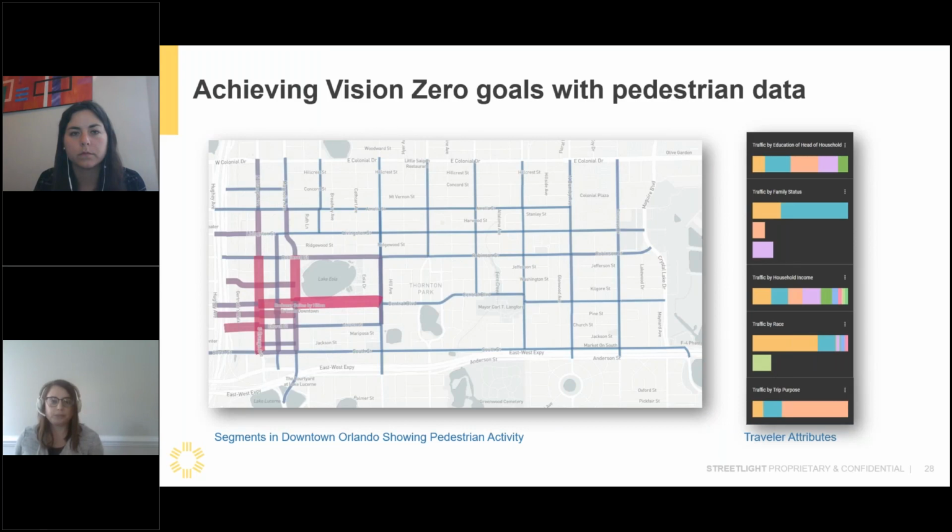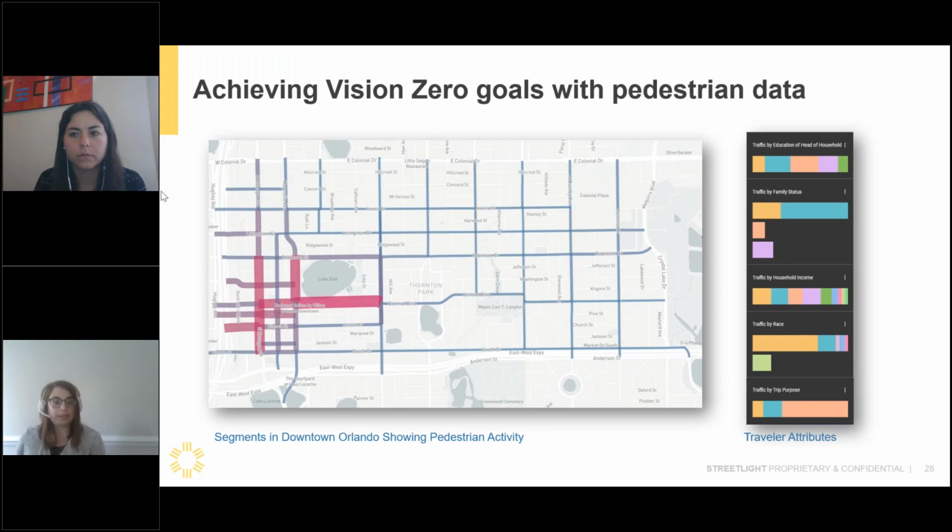Now, many communities right now are looking at Vision Zero to be able to eliminate severe injuries and fatalities on their roadways. And while the last example I showed helps you understand pedestrian exposure, what we really like to look at when we talk about Vision Zero is to be able to drill down another layer and to be able to look at segment level pedestrian activity, which is what you're seeing here.